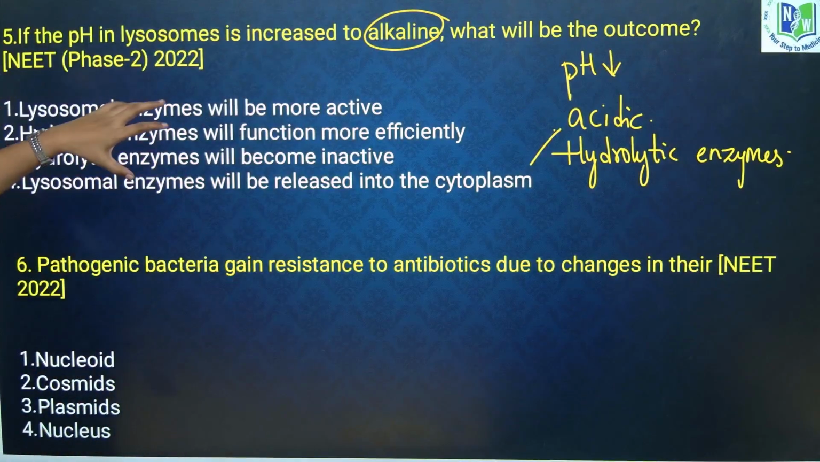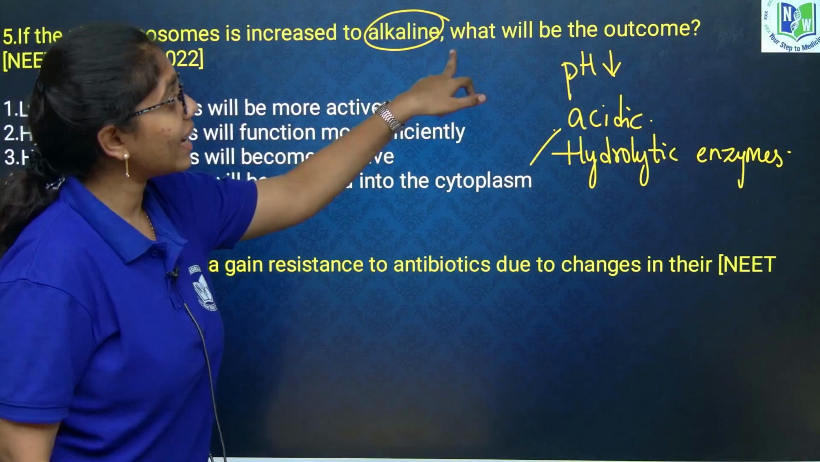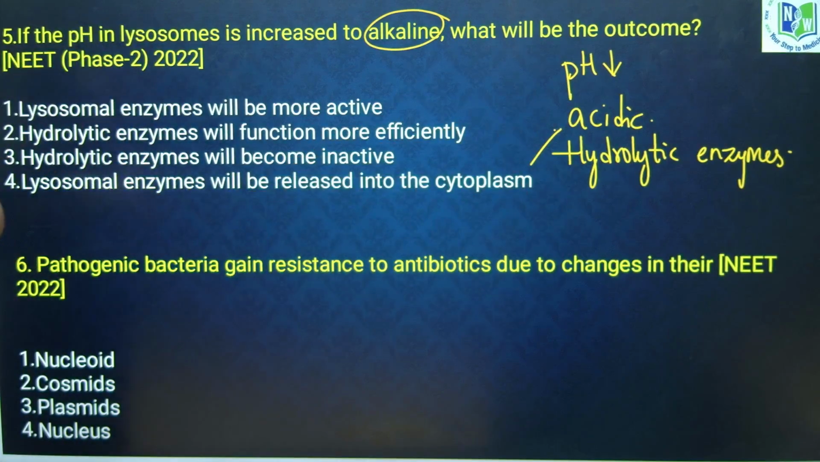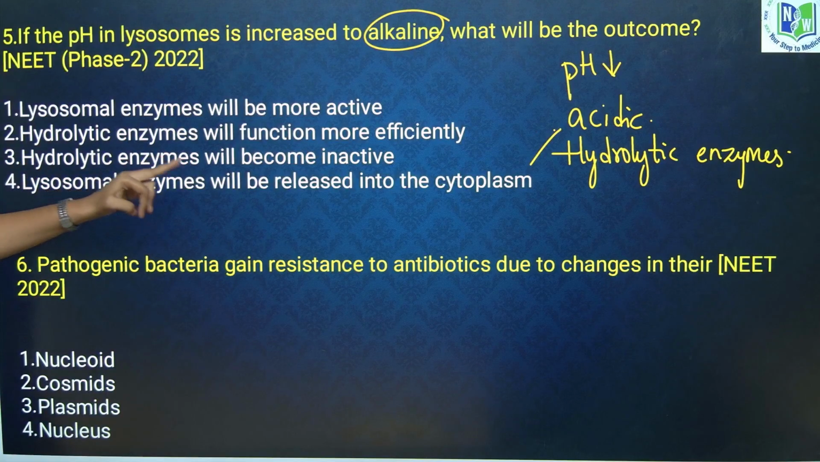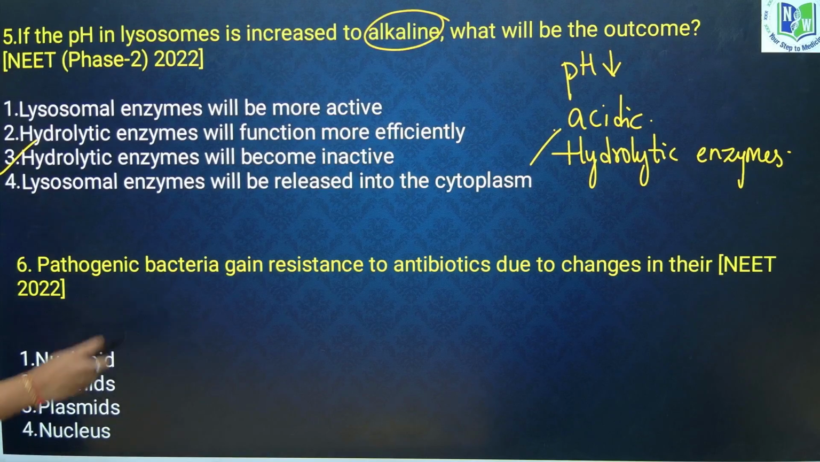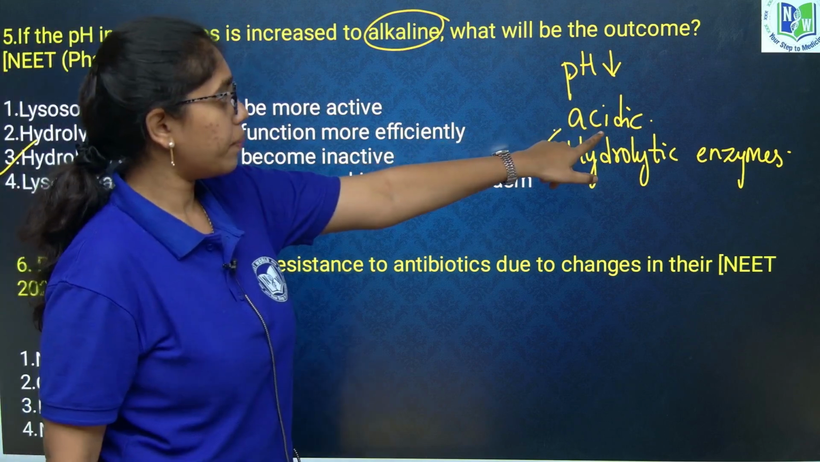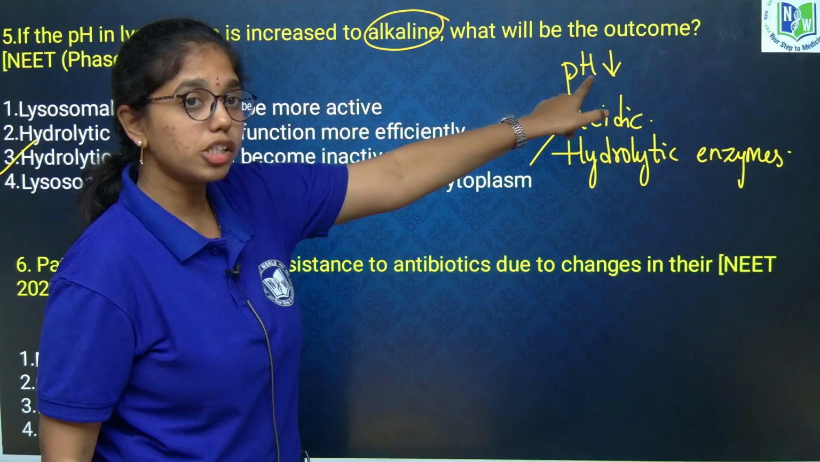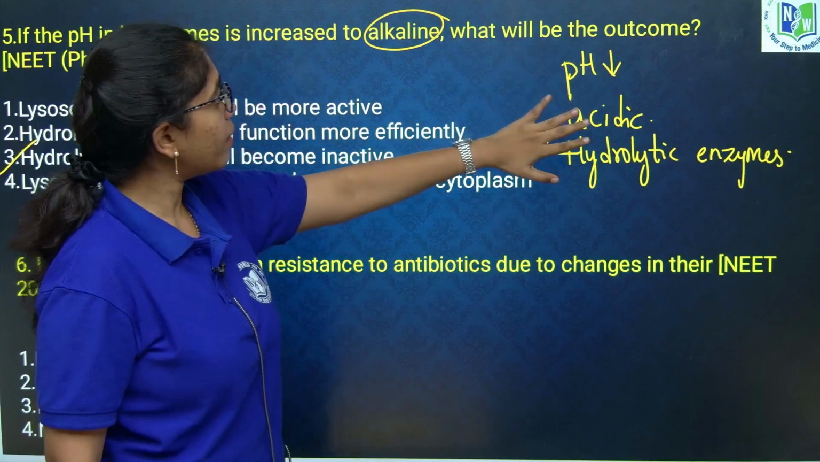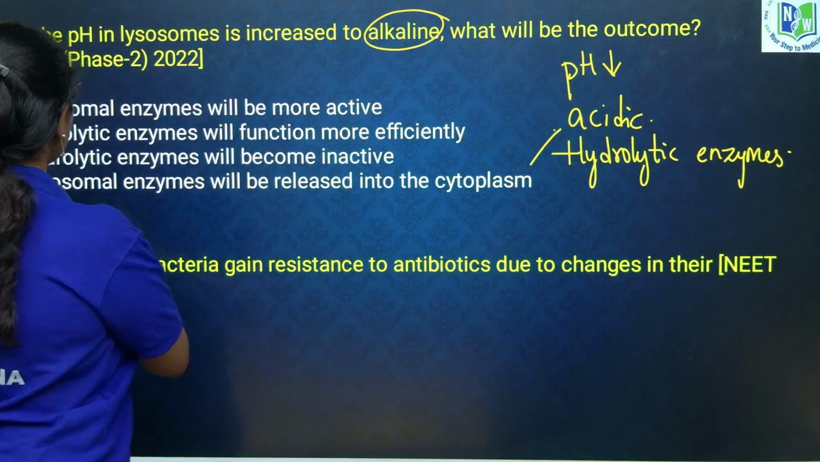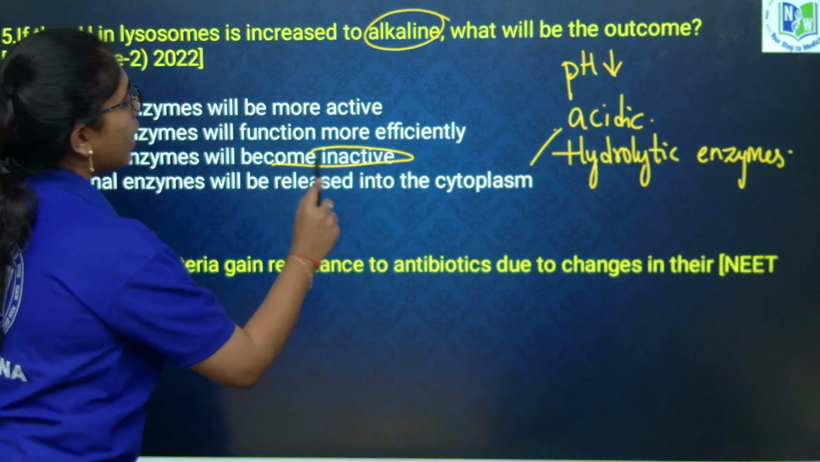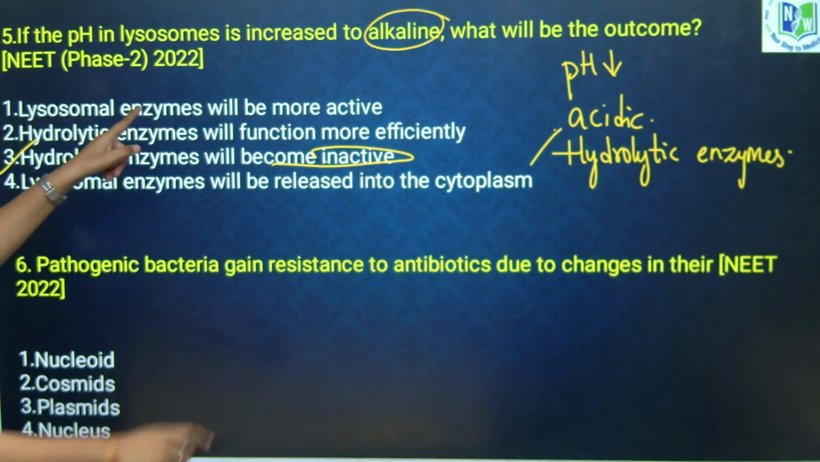So, if the pH is alkaline, what is the scenario is what he asked. Of course, if the pH is alkaline, hydrolytic enzymes will be inactive. It is as simple as that. Hydrolytic enzymes will be active in the acidic pH, that is, when the pH is low. When pH is high or alkaline, definitely those hydrolytic enzymes will not be active.